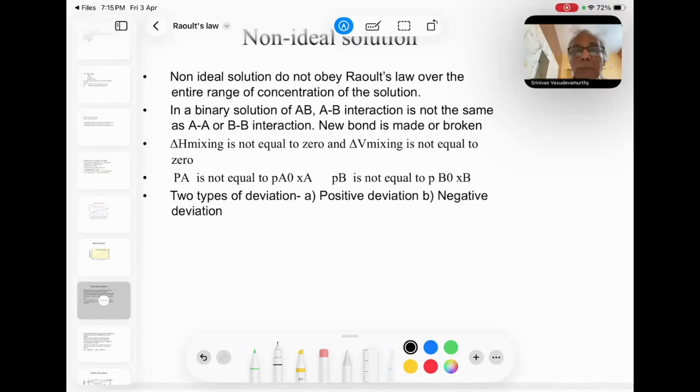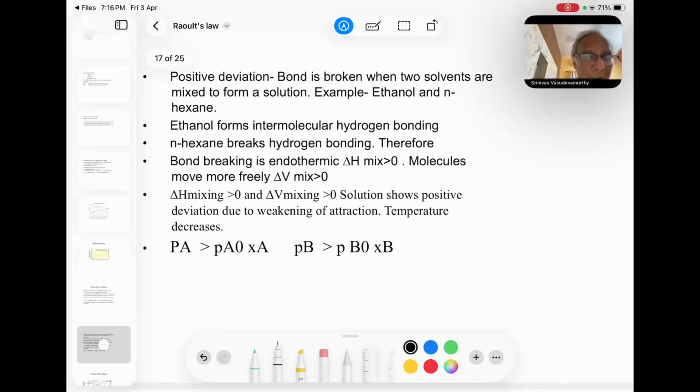So delta H mixing is not equal to 0 because there is some enthalpy change. Delta V mixing is also not equal to 0. And PA is not equal to P naught A times the mole fraction of A, and PB is not equal to P naught B times the mole fraction of B. This is a non-ideal solution. You do not obey Raoult's law over the entire range of concentration. Either a hydrogen bond is made or a hydrogen bond is broken. There are two types of deviation we'll be studying: positive deviation and negative deviation. First, we will see positive deviation.